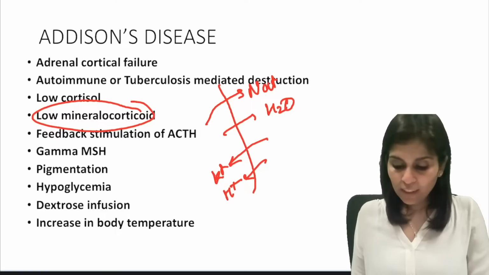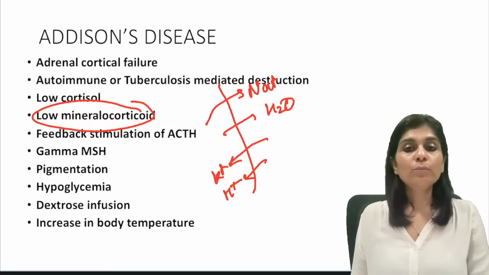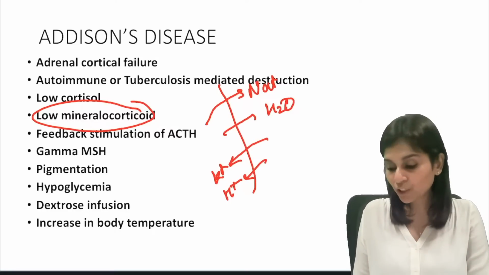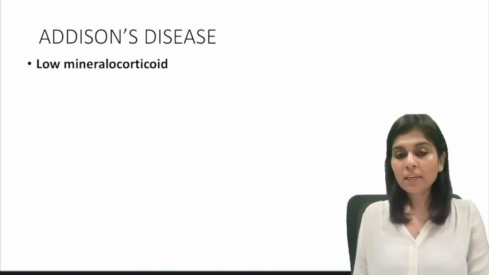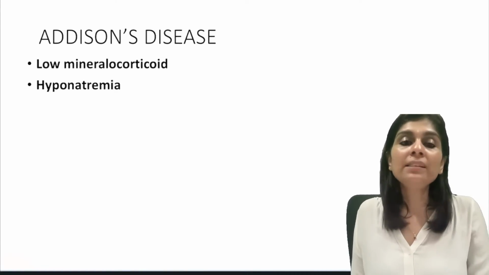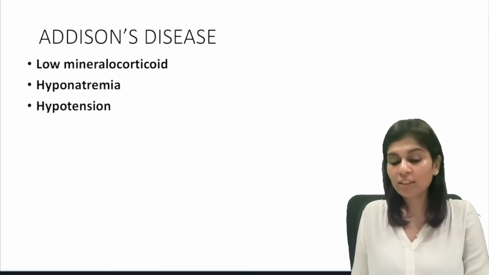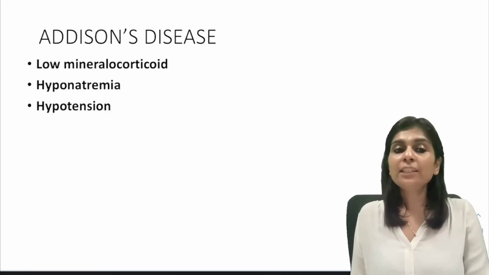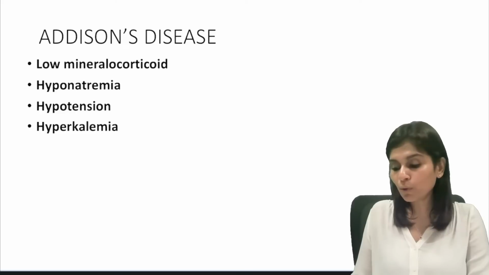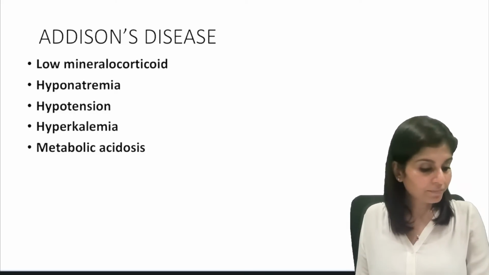So what was I telling you? When there is no mineralocorticoid, there is no sodium and water reabsorption. So what will you see? You will see hyponatremia and hypotension. So a patient with Addison's will either present with an episode of hypoglycemia or with an episode of hypotension. Because potassium and H plus are not getting secreted, there will be hyperkalemia and metabolic acidosis. So all these are features of Addison's.